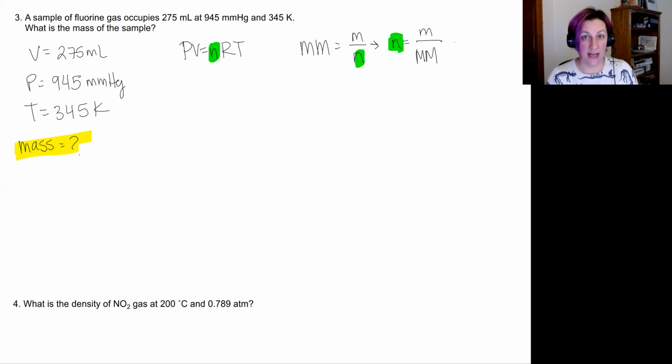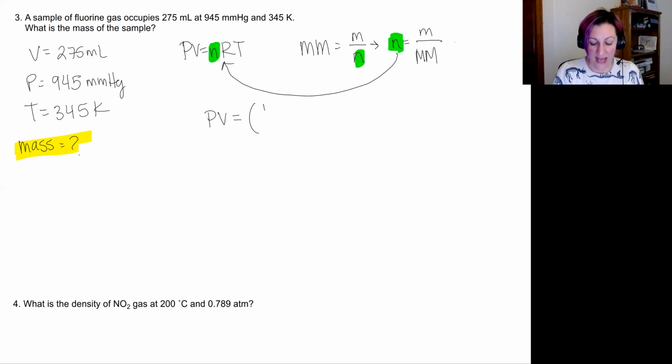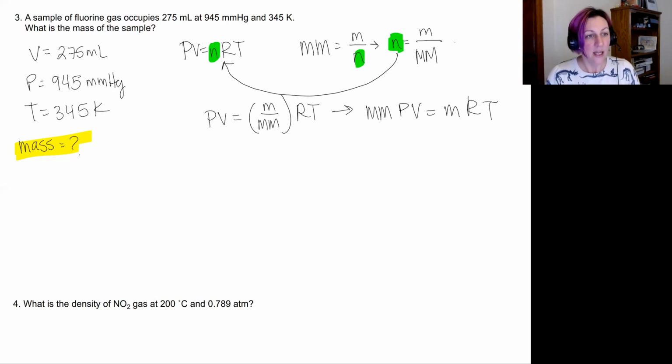So I'm going to rearrange that. And now I have moles is equal to the mass divided by the molar mass. And I can now plug this value into my ideal gas law. And what I get then is that pressure times volume will be equal to my mass divided by my molar mass times my gas constant times temperature. I could rearrange this some more. The way you commonly see this written is as molar mass times pressure times volume is equal to mass times RT.